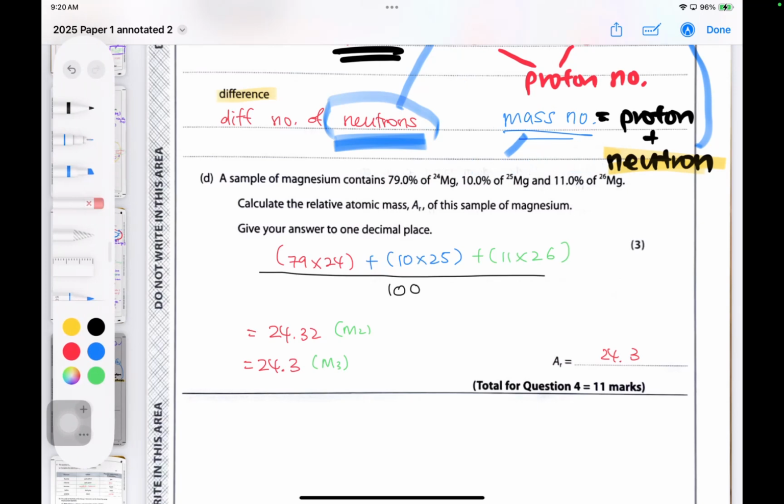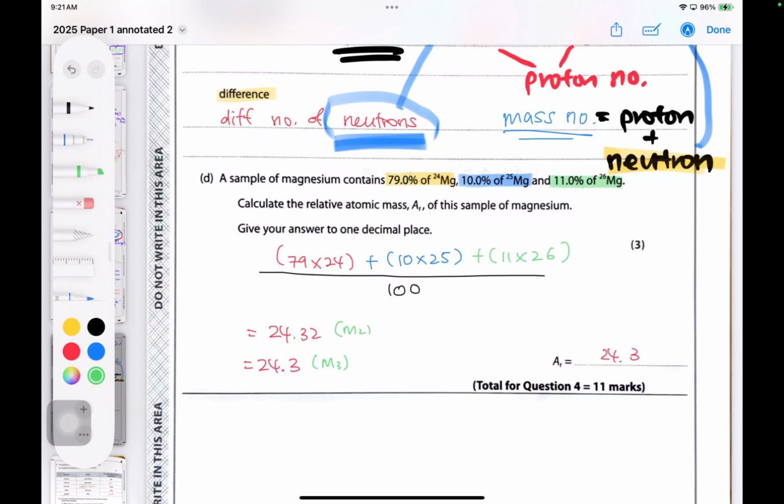Taking away all of this, so it will not disturb your visual. Okay. So we have a magnesium that contains 79% of magnesium 24. I'm going to highlight in different colors. 10% magnesium 25, and then 11% magnesium 26. So we've got magnesium 24, 25, and 26, like 3 different magnesium over there.